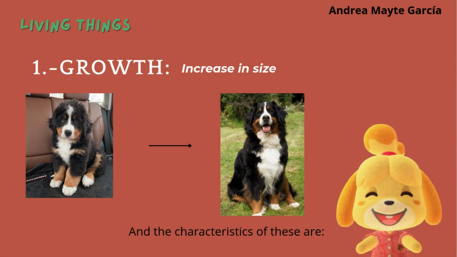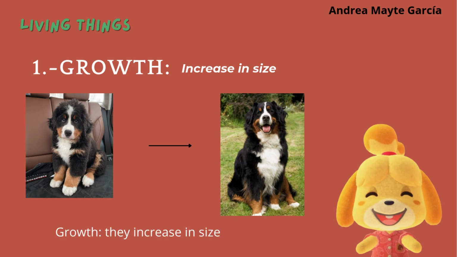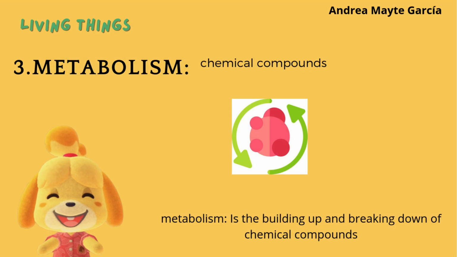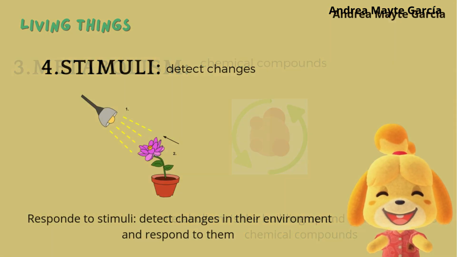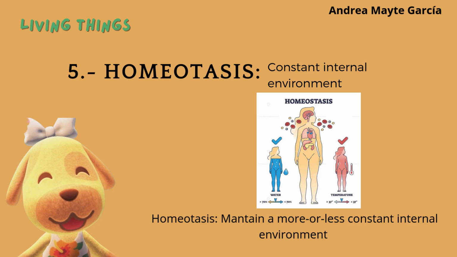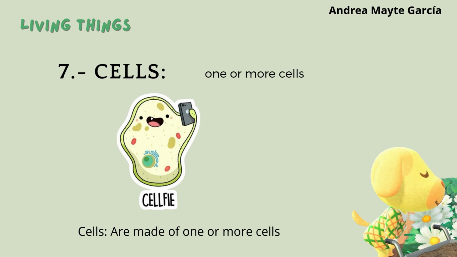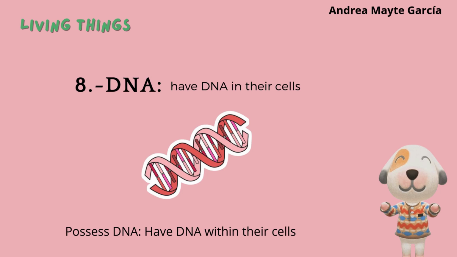And the characteristics of these are: growth, they increase in size. Reproduction is the process by which living things give rise to offspring. Metabolism is the building up and the breaking down of chemical compounds. Respond to stimuli. They take changes in the environment to respond to them. Homeostasis, maintaining a more or less constant internal environment. Evolution, the process by which living things change over time. Cells. They are made of one or more cells and possess DNA within their cells.